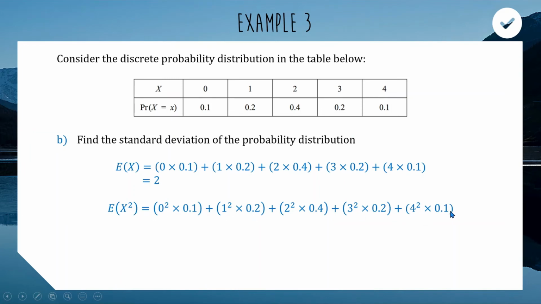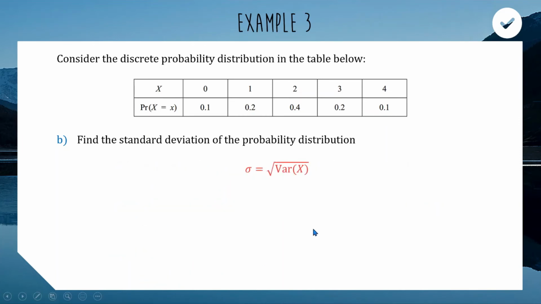All right, this calculation gets us an answer of 5.2. Now we apply our variance formula. So we're going to do 5.2 take away 2 squared. This will get us an answer of 1.2. So there is our variance. And to answer the question, which is to find the standard deviation, all we need to do is take the square root of 1.2 and we'll have our answer. Works out to be about 1.1.